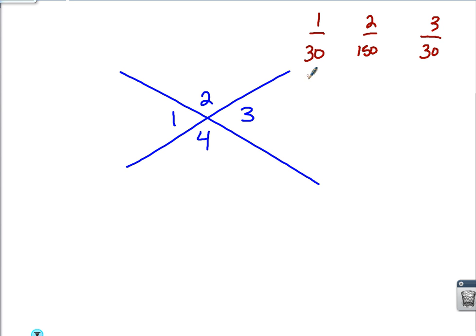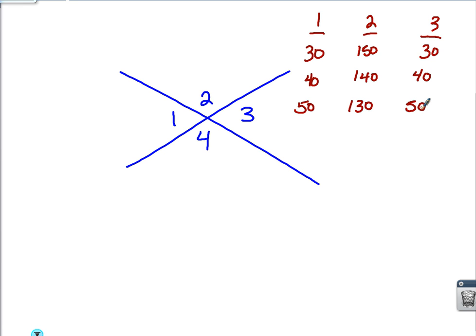30. What if angle 1 is 40? That makes angle 2 140 because they're supplementary. Well, isn't 2 and 3 also supplementary? So it makes angle 3 40. What if angle 1 is 50? 1 and 2 are supplementary, makes angle 2 130, makes angle 3 50. So what's always true about vertical angles?